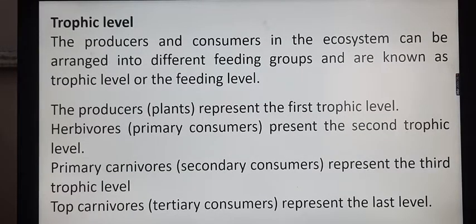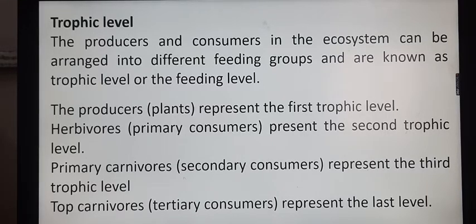Then comes the trophic level. So what is trophic level? The producers and consumers in the ecosystem can be arranged into different feeding groups. And these feeding groups are known as trophic level or feeding level. So the producers, that is the plants, represent the first trophic level. Herbivores, that is the primary consumers which feed on plants, are present at the second trophic level.